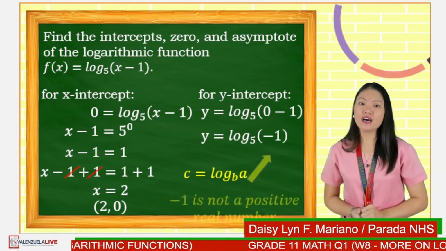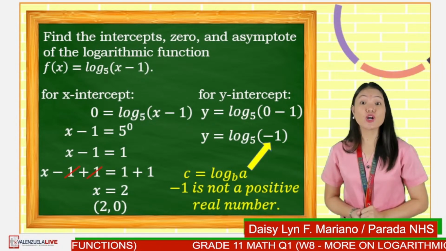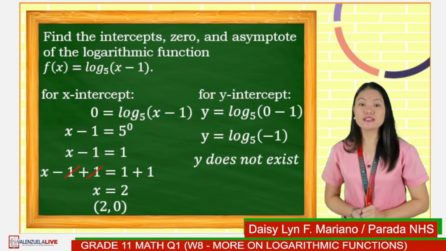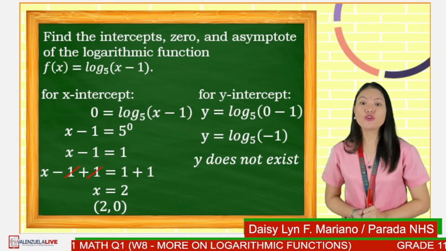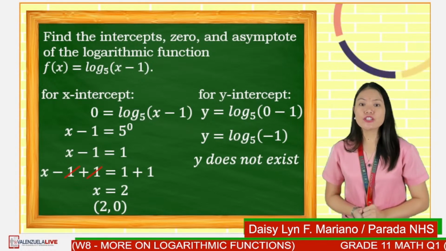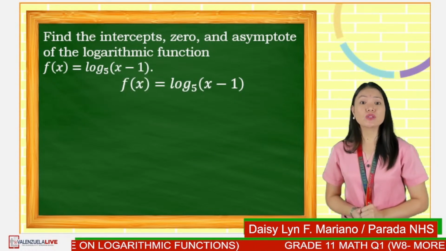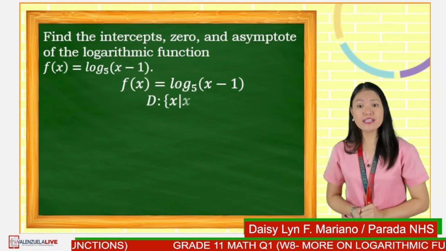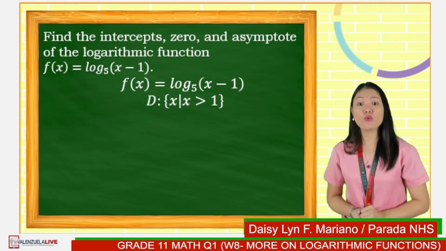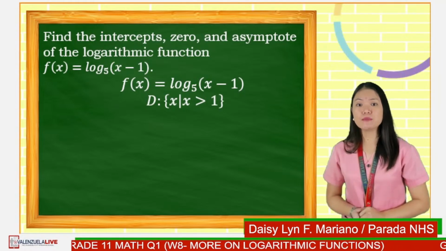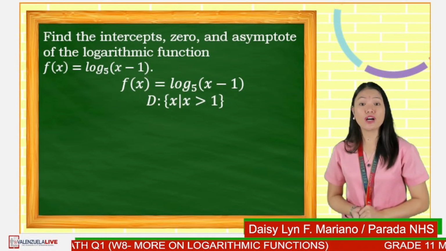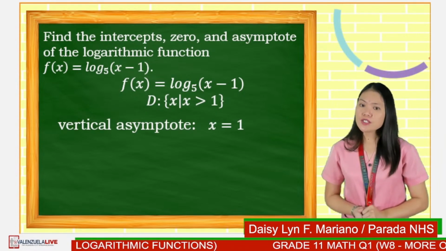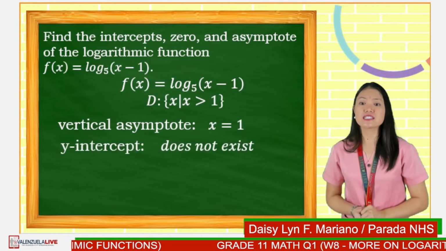Negative 1 here is not a positive real number. So, the value of y does not exist. This implies that the graph will not pass through the y-axis. The logarithmic function f(x) = log base 5 of (x - 1) has domain x such that x > 1. Since the permissible values of x are those greater than 1, the vertical asymptote is x = 1. Also, the y-intercept does not exist.